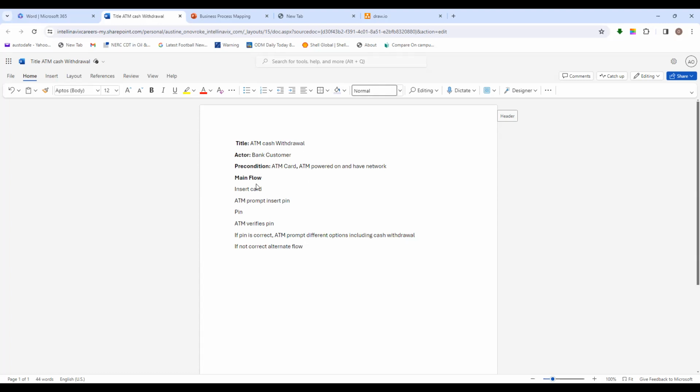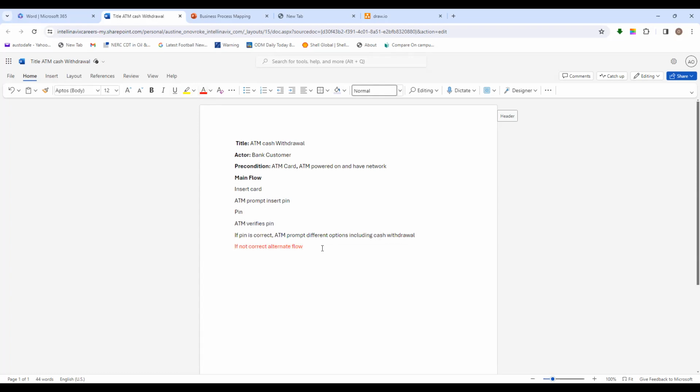What we are doing right here is the main flow. We'll come to alternate flow later. So take note of this. Let's just color it red. Alternate flow. If not correct, alternate flow. Take note of this, please.